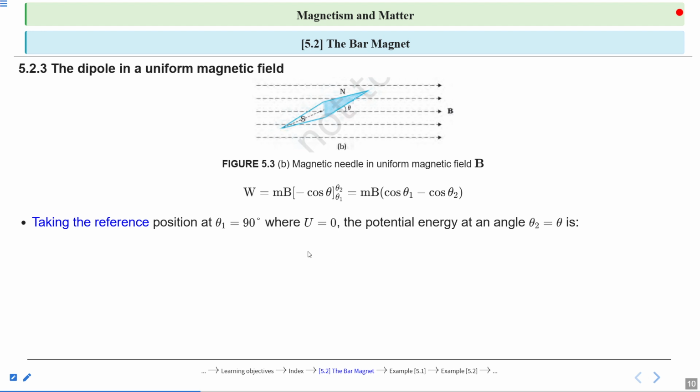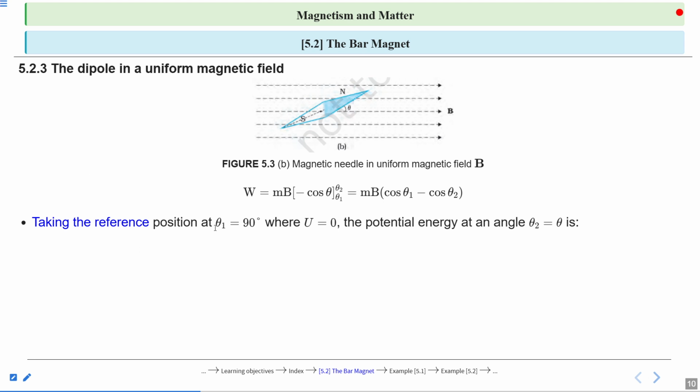Okay, so we are taking the reference when theta 1 is equal to 90 degrees. At this theta 1, cos theta 1 will become cos 90 degrees, which is 0. So potential energy will become 0 at the theta 1 orientation. That means the potential energy of this needle will be 0 when this needle makes a 90 degree angle with this magnetic field. So we will take it as the reference, zero potential energy.